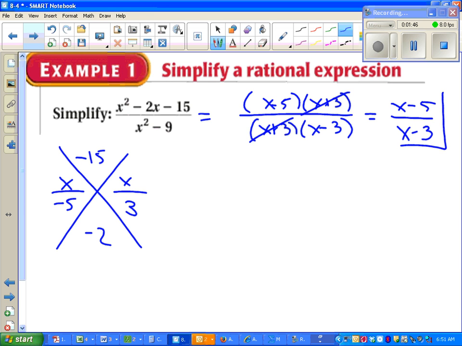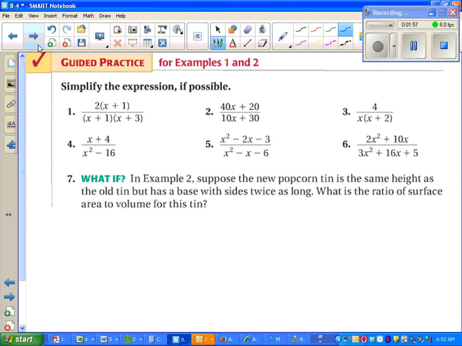I can't cancel out the x's because you can only cancel out factors. And x is not a factor of the top and bottom. Common mistake is to try to cross off those x's. So go ahead and pause the video and try 1 through 6. A few of them are already factored for you. Some of them you have to factor.